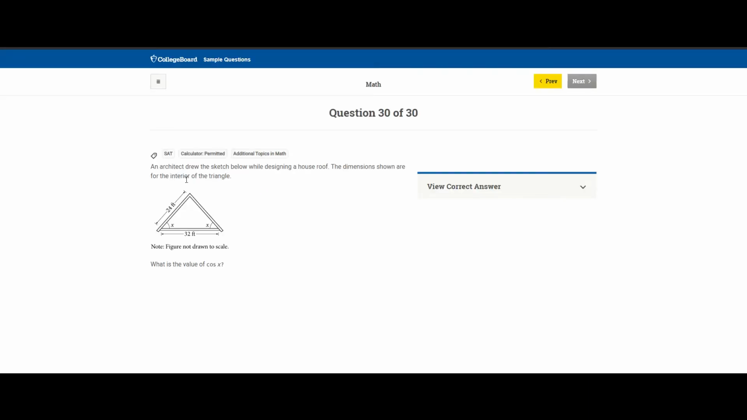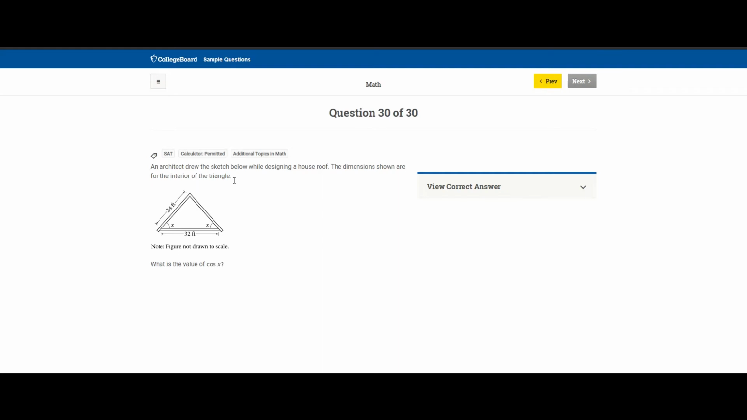So let's see, we have our final question. An architect drew the sketch below while designing a house roof. The dimensions shown are for the interior of the triangle. What is the value of cosine of x? Oh, hell yes. Cosine of x. Oh man, triangles, man. Of course, the last one's gonna be freaking triangles. Anyway, we have our x values right here.